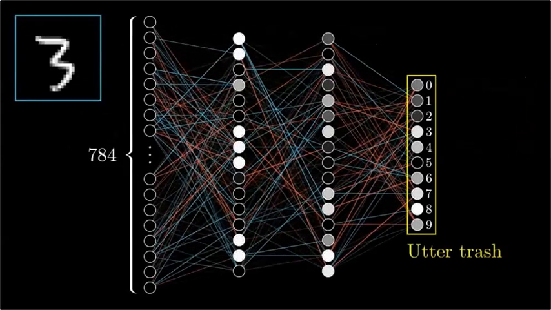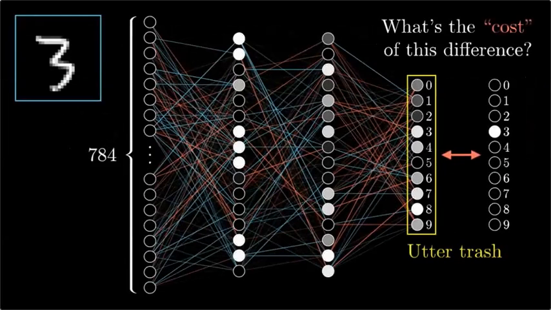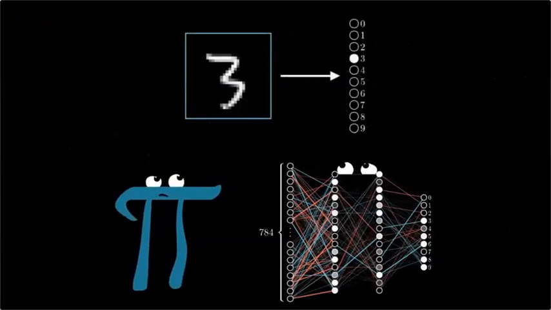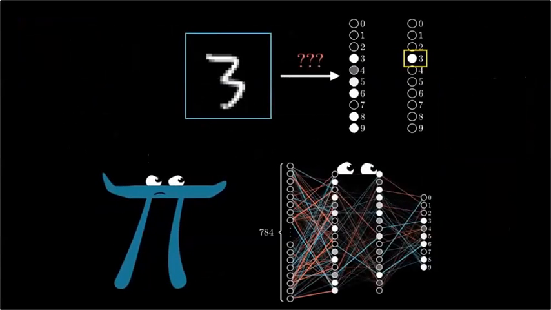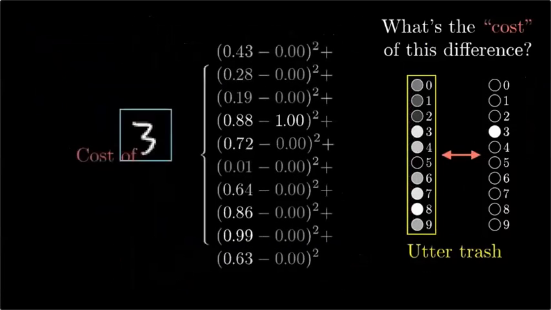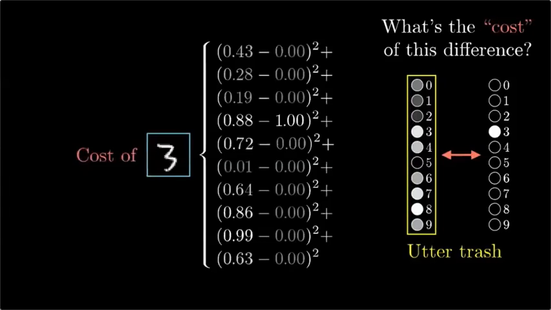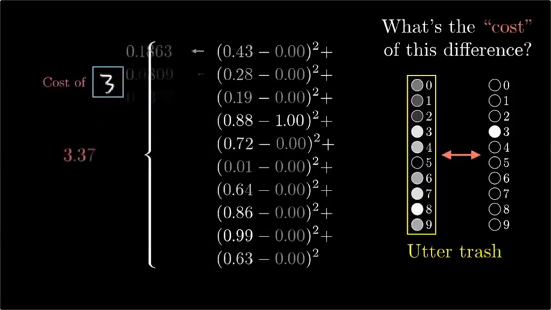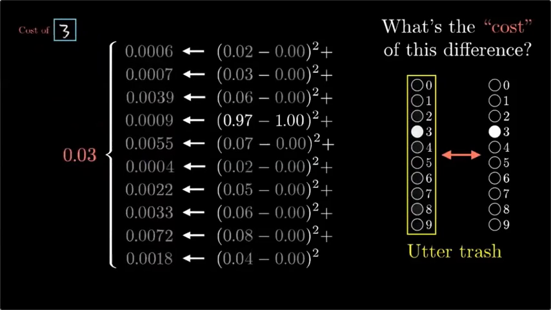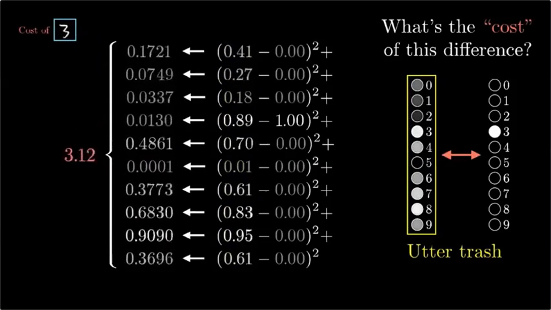So what you do is you define a cost function, a way of telling the computer, no, bad computer, that output should have activations which are 0 for most neurons, but 1 for this neuron. What you gave me is utter trash. To say that a little more mathematically, what you do is add up the squares of the differences between each of those trash output activations and the value that you want them to have. And this is what we'll call the cost of a single training example. Notice, this sum is small when the network confidently classifies the image correctly, but it's large when the network seems like it doesn't really know what it's doing.